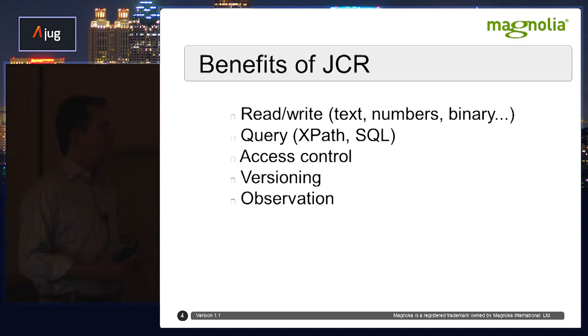And then the other, I think, big thing that comes with the JCR is this concept of observation. So anytime a node in the JCR changes, you can take action upon that in your code. So you don't have to constantly be polling it. You can, through some of the mechanisms of the JCR, just pick that change up.